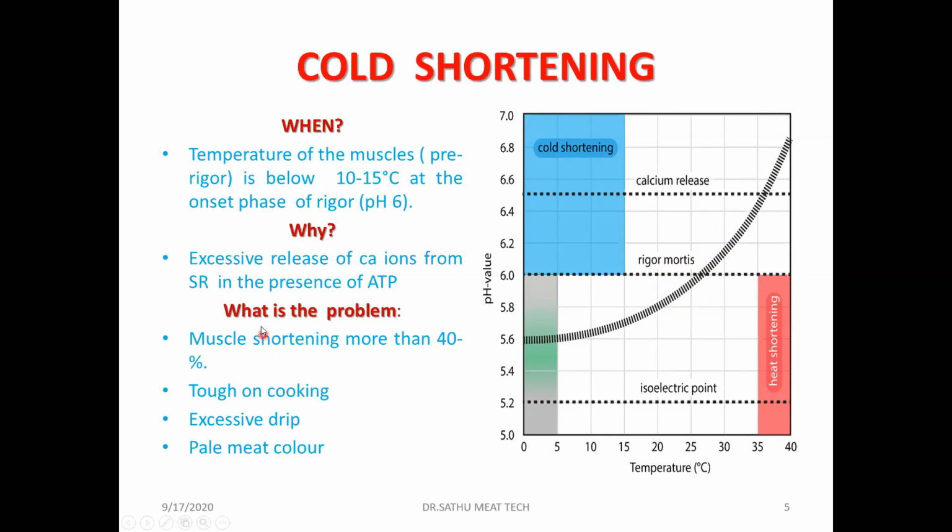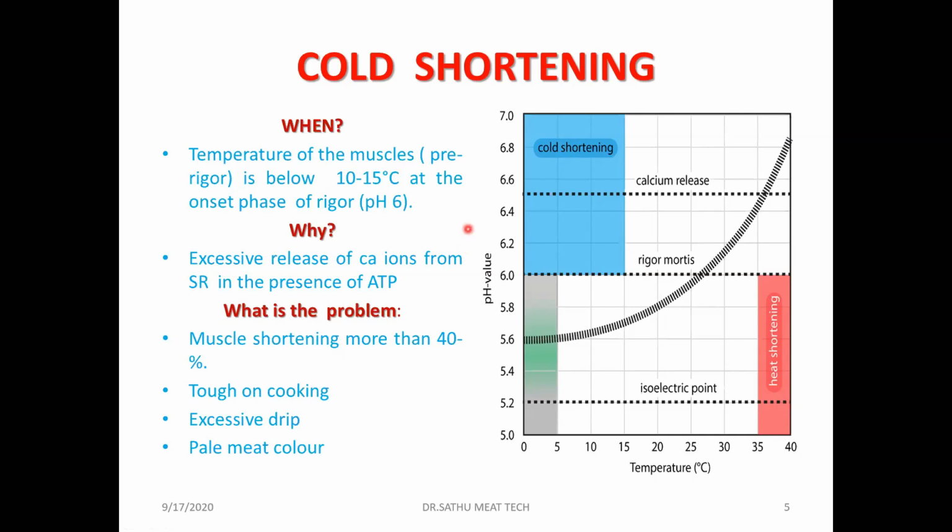So here, what is the problem? The muscle shortening is around 40 to 60%, that is, the sarcomere length will be reducing. So this meat is tough on cooking. It's almost irreversible. Once it has become tough, we cannot make it tender. Again, there will be excessive drip, and the meat color will also be pale, which will not be attractive. So that is cold shortening.